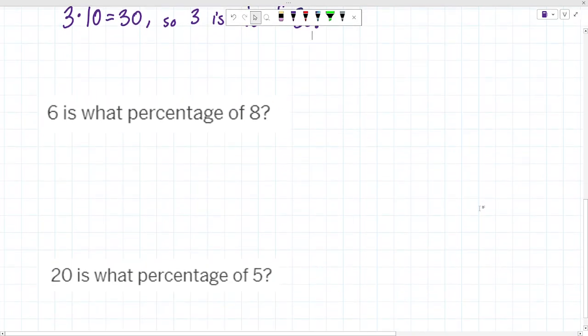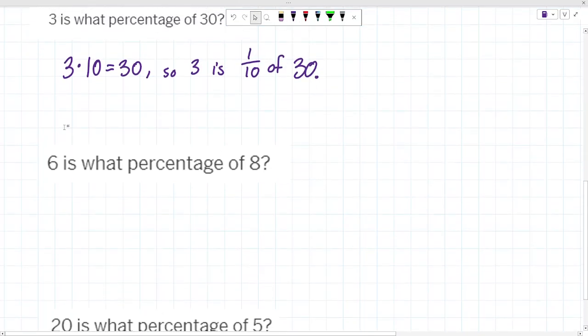The next one says 6 is what percentage of 8? So this one will be a little weird because we can't really multiply, like 6 times what equals 8. We might be able to think about that with mental math, but this one's sort of hinting that we might use a different strategy.